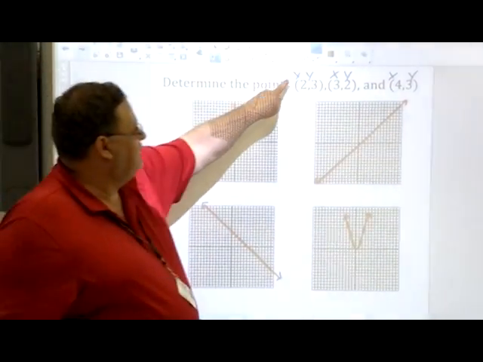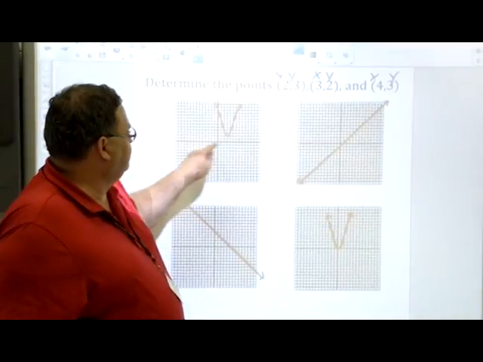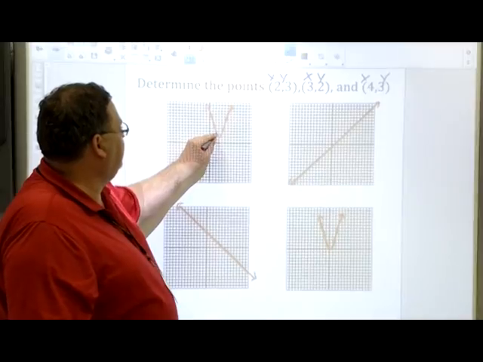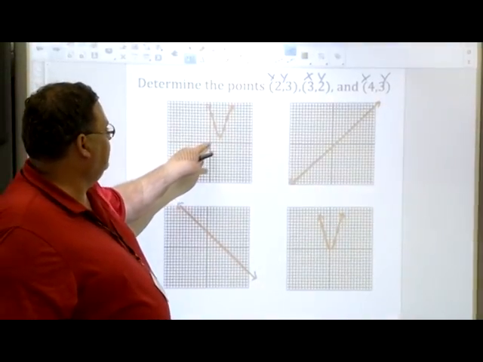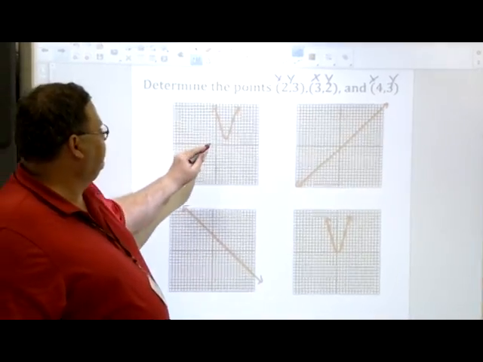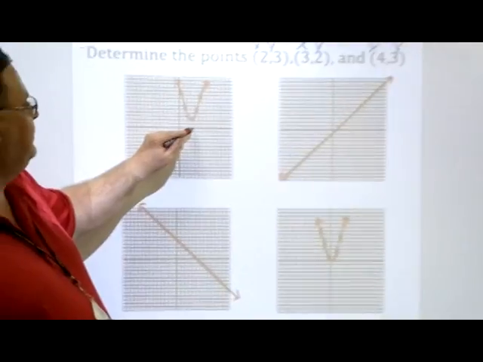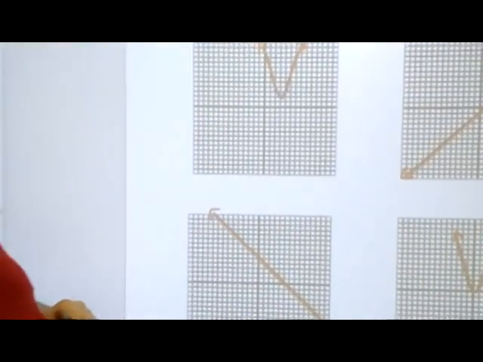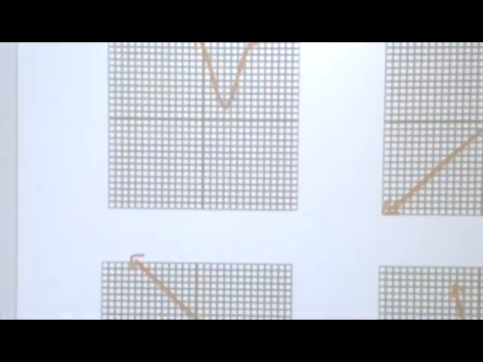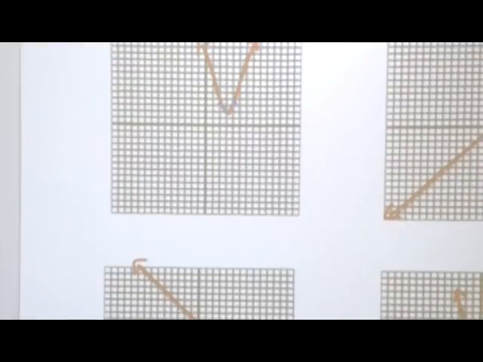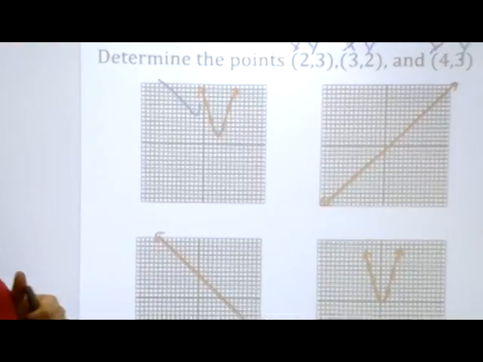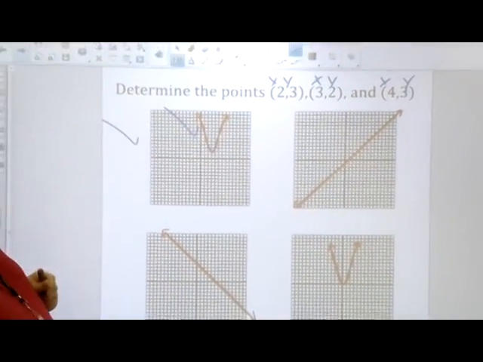So I'm going to come over here, start at my x. I'm going to go over 2, up 3. That point's there. I'm going to go over 3, up 2. That point's there. And then I'm going to go over 4, up 3. So that point's there. All three of these ordered pairs land on the graphing of that parabola. So yes, these would be part of the solution, or this graphing would be my answer.